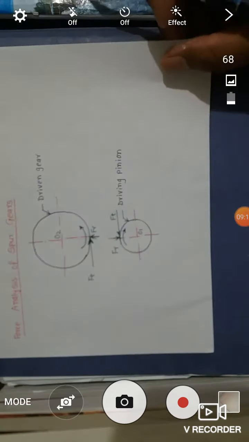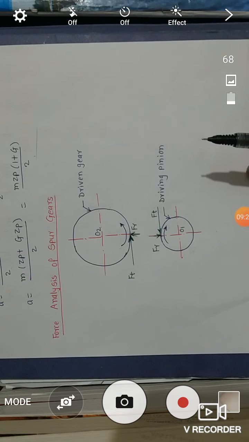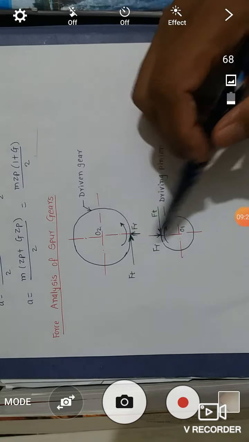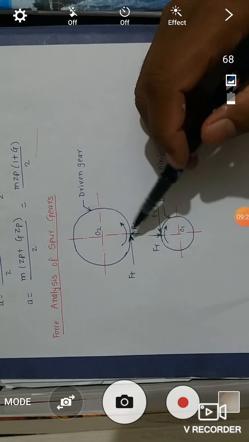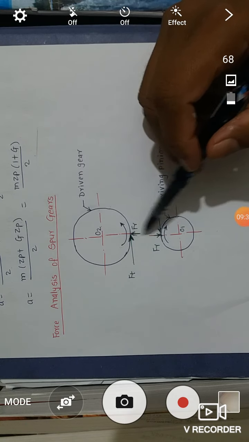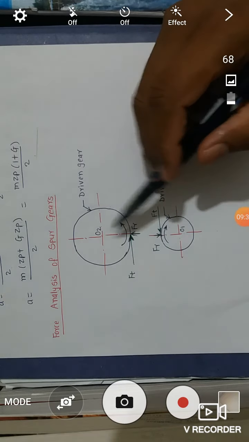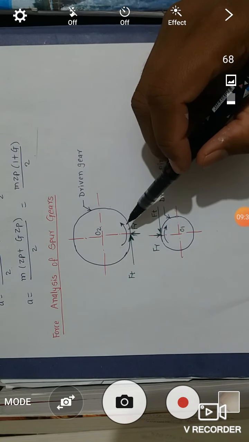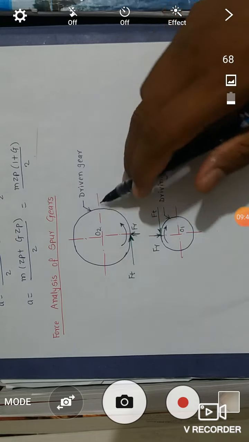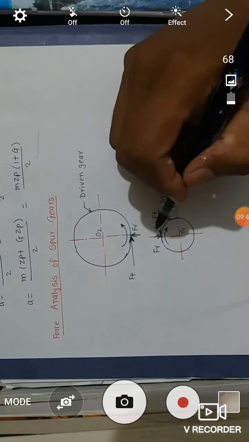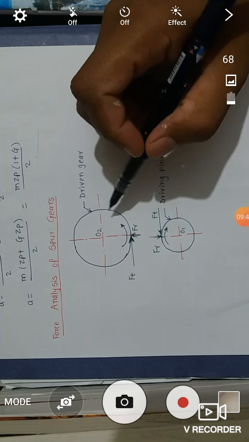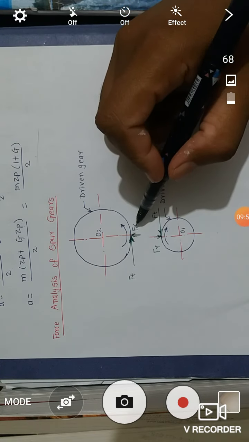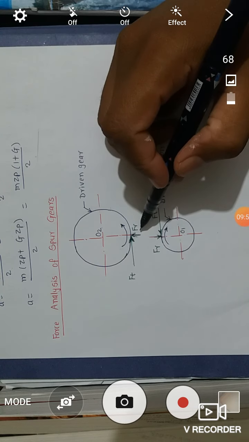Now we see the force analysis of spur gears. If we consider this, it becomes the free body diagram. We consider these two gears, and actually these two gears are in contact with each other, but for showing the forces we separate these gears and draw the free body diagram. These are not actual gears, but the pitch circle diameters are shown here. So basically two different types of forces are acting in the case of spur gear. One is radial force and the second is tangential force.